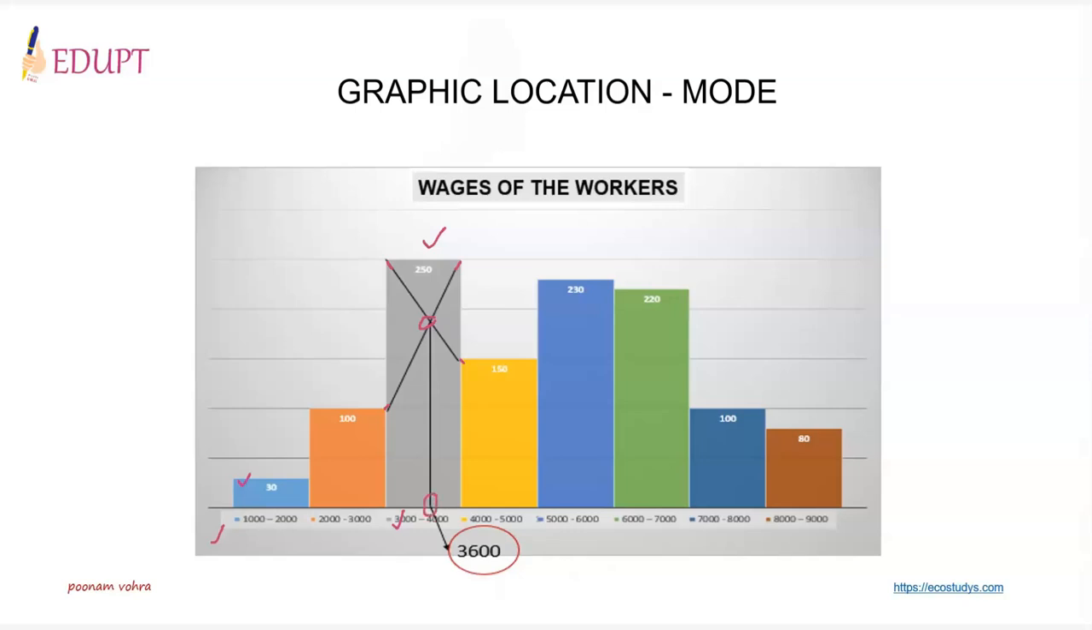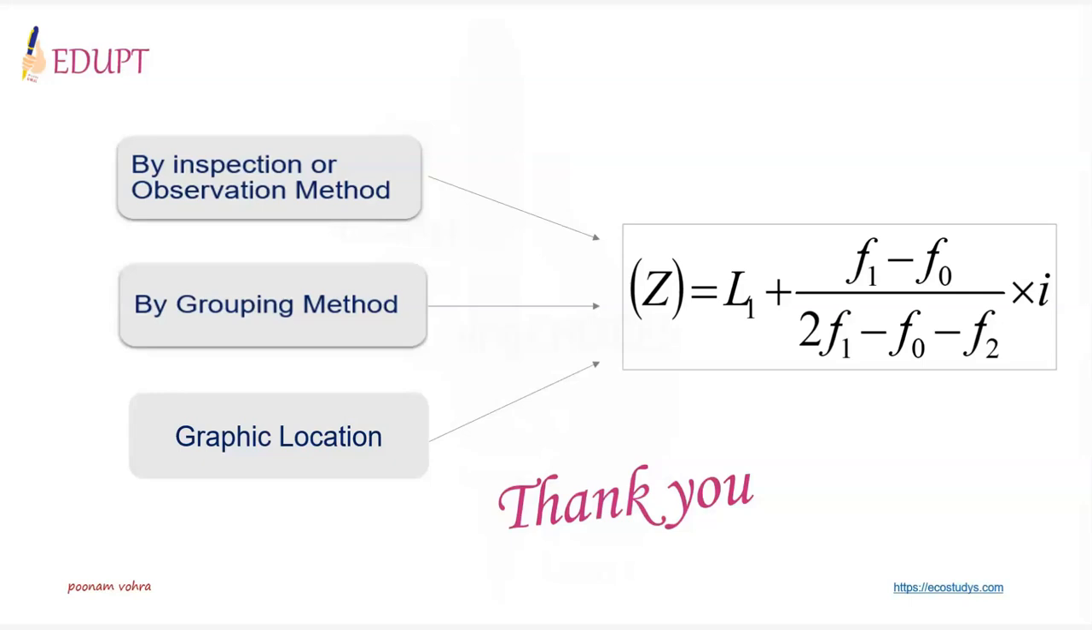This point gives us the value of mode, but this point has to be verified by applying the formula and finding mode. In this case, we have already applied the formula and found the same value, that is 3600 as mode. I hope you have understood estimating mode in continuous series.